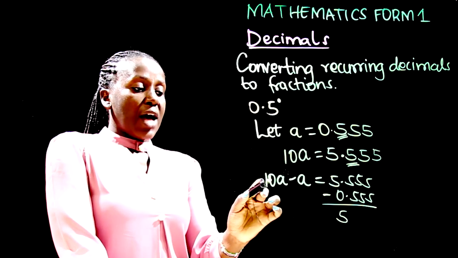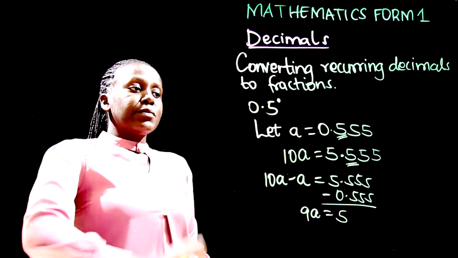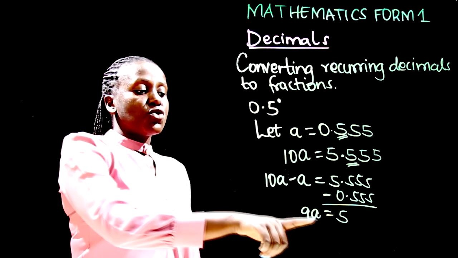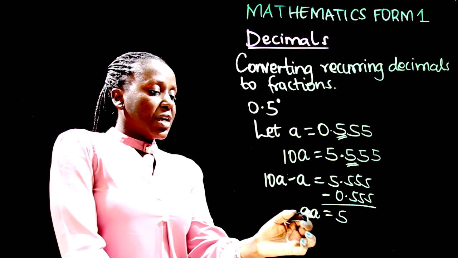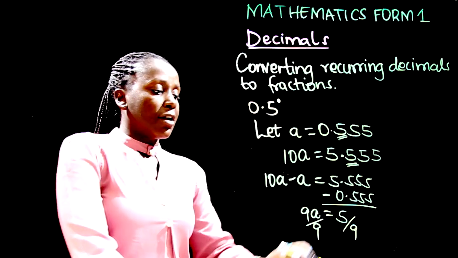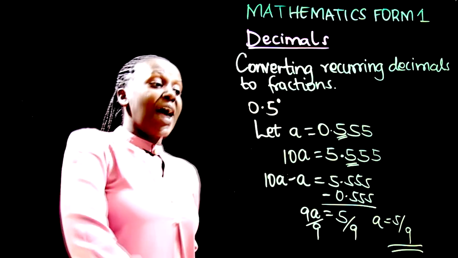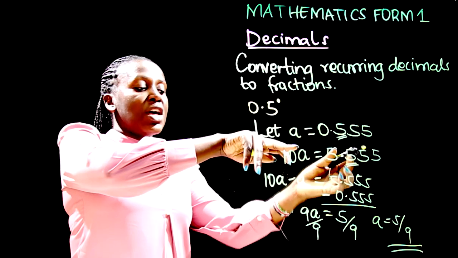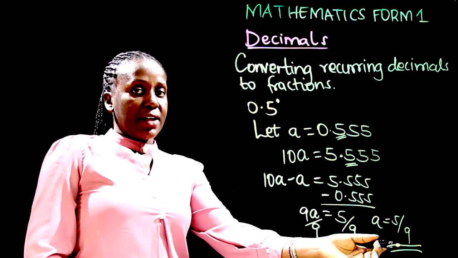And then on this side, we have 10a minus a, which is equal to 9a. Now, remember a is equal to our recurring decimal. And we want to determine the value of a, because a is our recurring decimal. So how do we get a from here? We divide this side by 9, we divide this side by 9. So a will be equal to 5 over 9. So our decimal, which was a and equal to 0.555, is equal to 5 over 9, because a is still equal to 5 over 9.